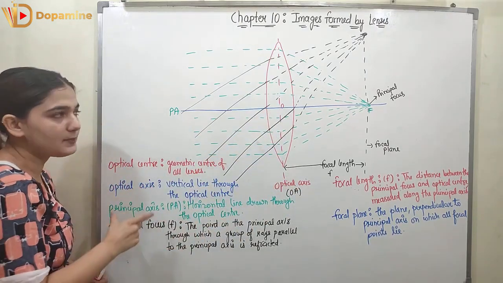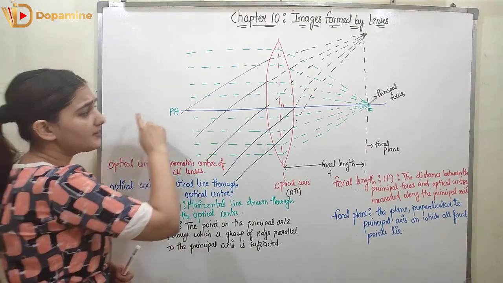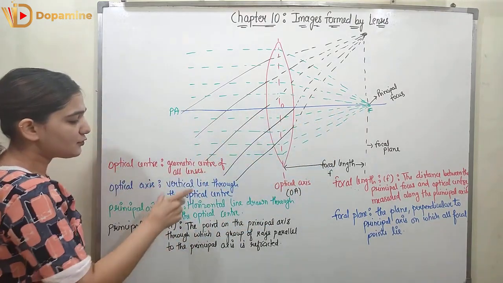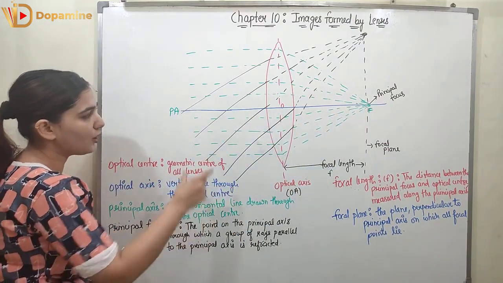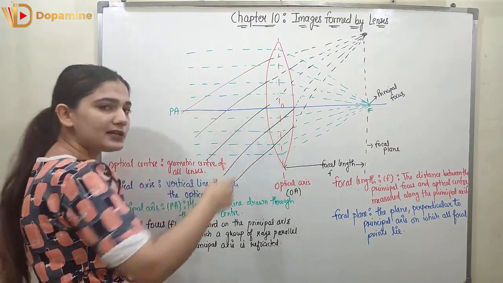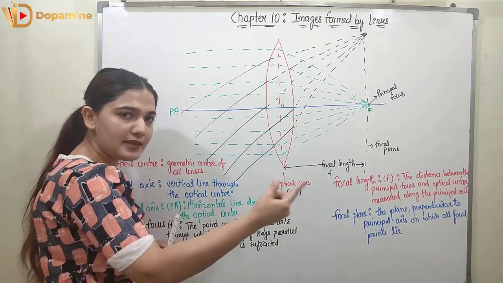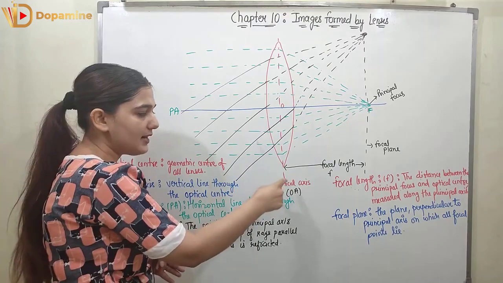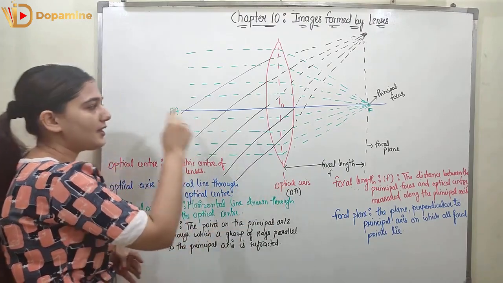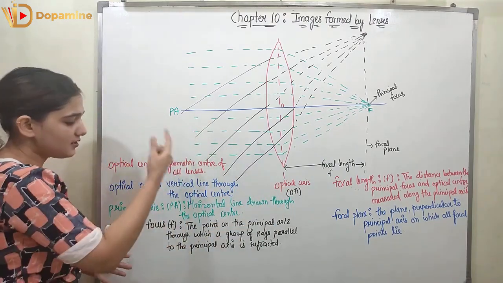Now coming to the principal axis. What is the principal axis? This is a horizontal line, right? So it is a horizontal line drawn through the optical center. So through the optical center we are making a vertical line and a horizontal line. The vertical line is optical axis OA and the horizontal line is the principal axis PA, right?